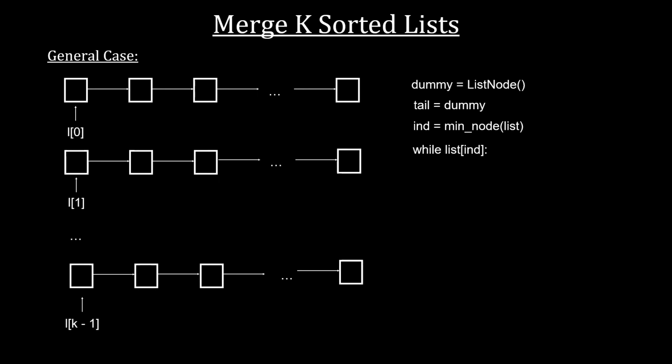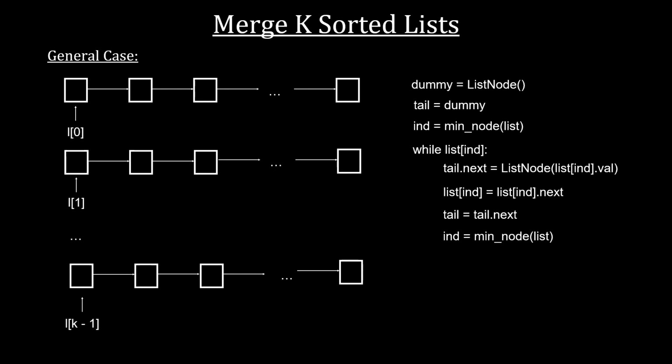So we can write a while loop checking if list of index is not null. While this happens, we will do the usual. Create a node of that value, link tail to it, then increment list of index and then increment tail. Afterwards, we need to know the index of the new smallest node. So we will again call this function and store its return value into index. And when the while loop terminates, we will return dummy.next.